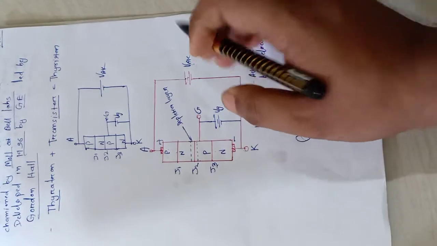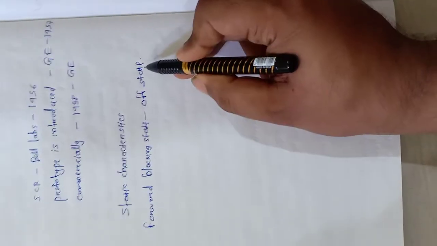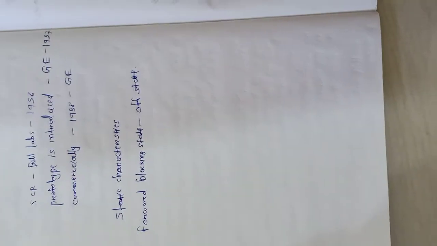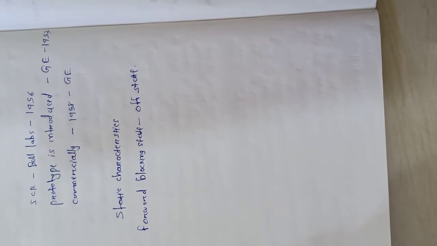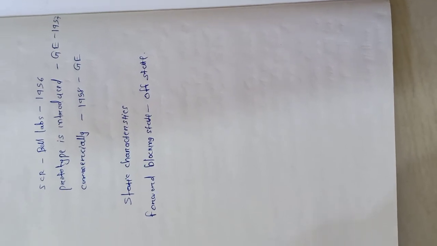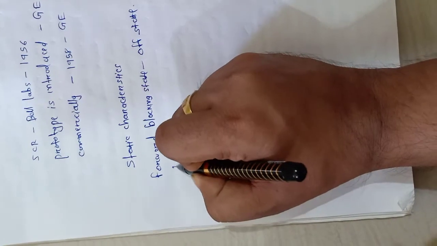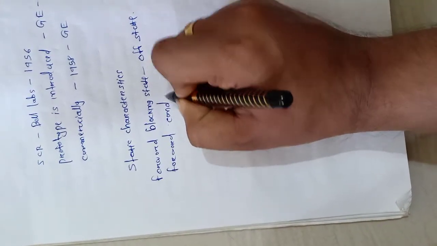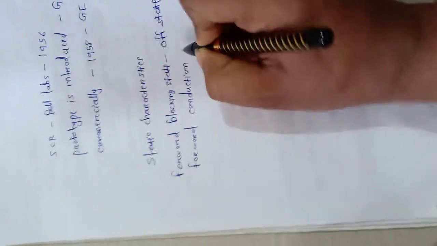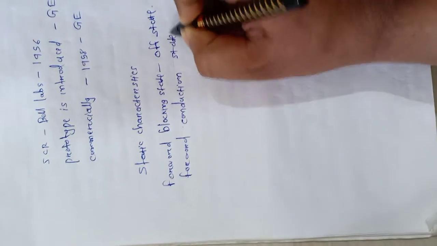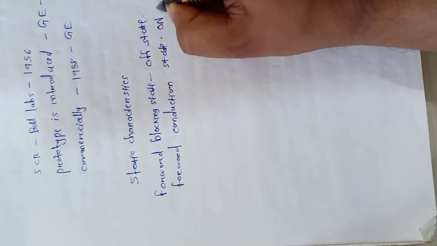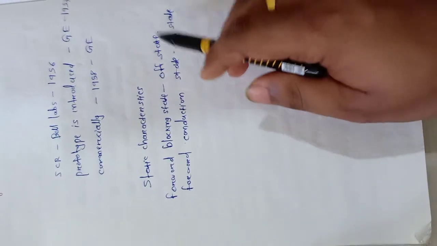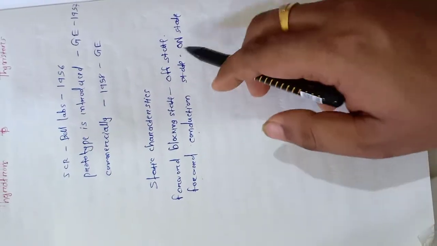So what is forward blocking state? Forward blocking state is nothing but the off state. This is the off state of a SCR. Another state is forward conduction state, which I am writing over here. This is also called on state. Be very clear: forward blocking state is off state. Forward conduction state is on state.